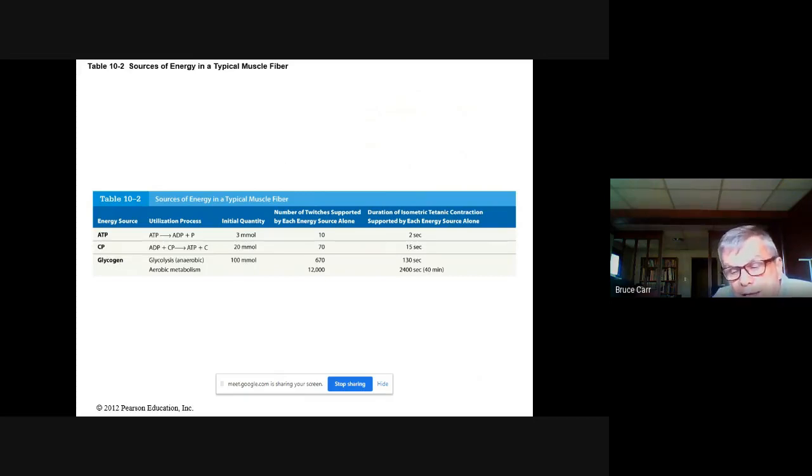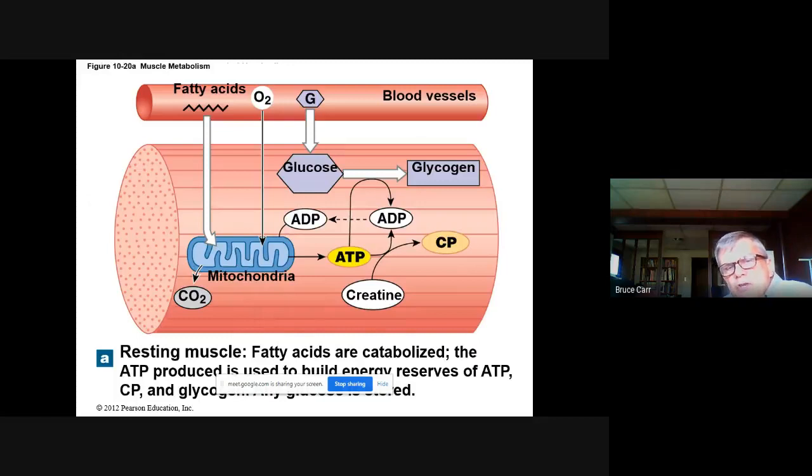So the body is switching off using these different sources, and it might be useful to go through and look at different levels of activity in the muscle fiber. So that's where we're starting. This is at rest. What's happening in your body?